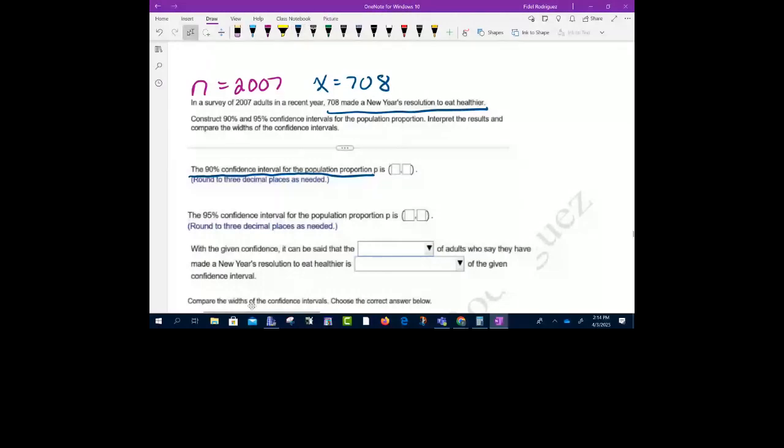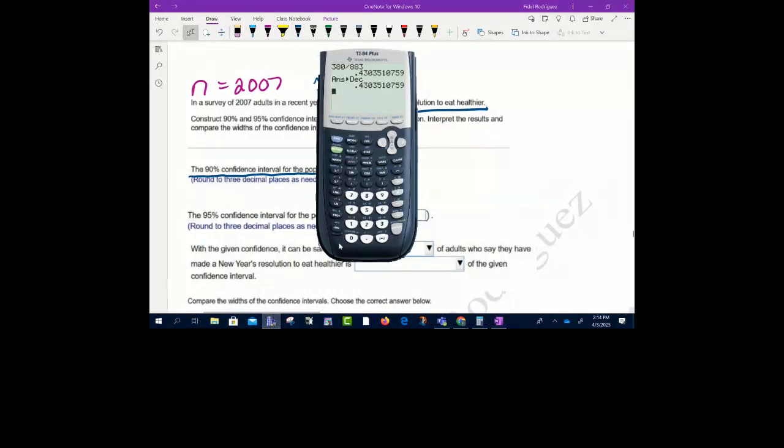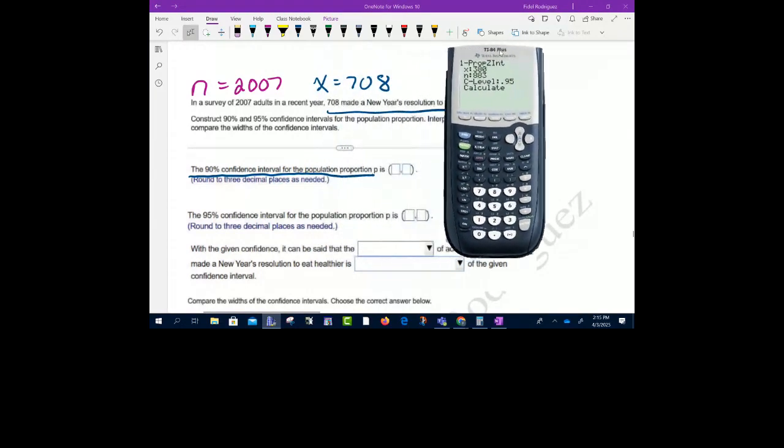Now, there's a real easy-breezy way to do this on my calculator. Let me clear everything out. I'm going to go to STAT, then to TESTS, and I'm going to look for the 1-proportion Z interval. In my calculator, it's the one that has the letter A. I'm going to hit that right there.